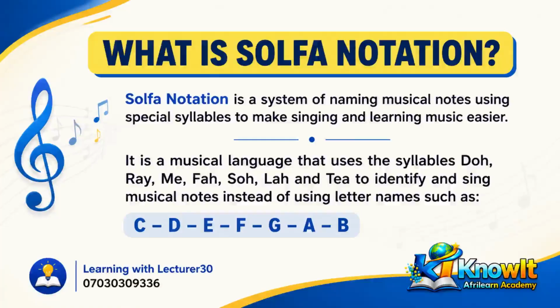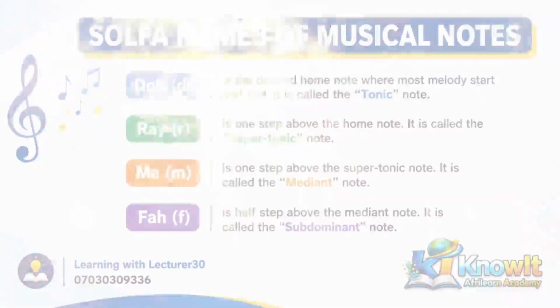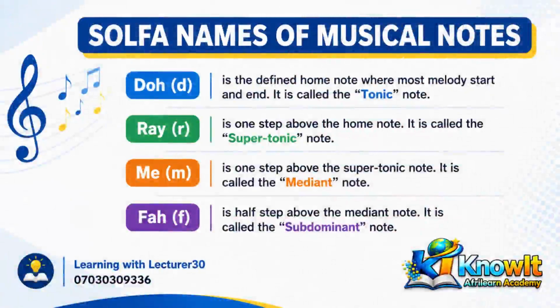Solfa notation is a system of naming musical notes using special symbols to make singing and learning music easy. It is a musical language that uses the syllables do, re, mi, fa, so, la, ti to identify and sing musical notes instead of using letter names such as C, D, E, F, G, A, B. Solfa names of musical notes is another important thing you should know.